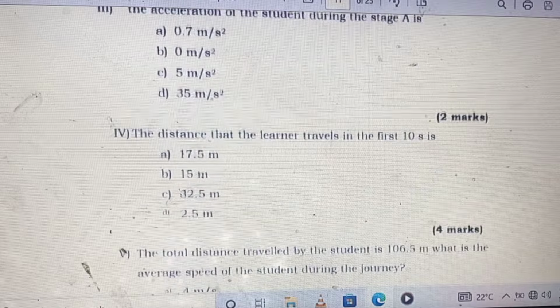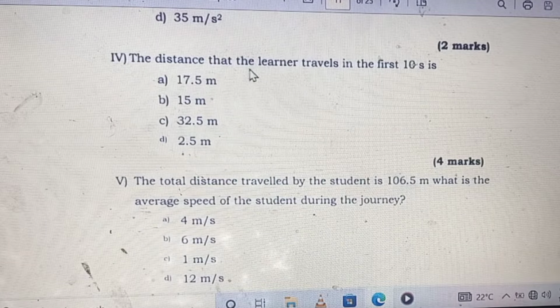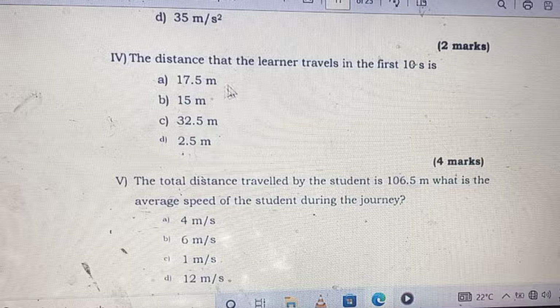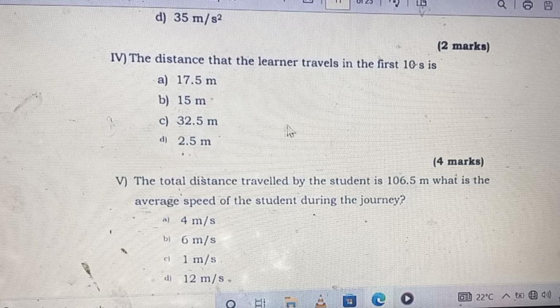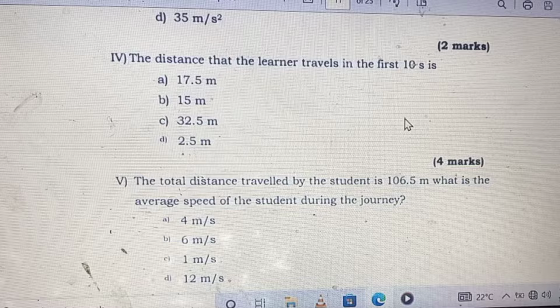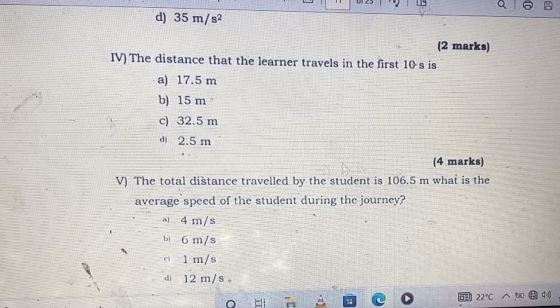IV. The distance that the runner travels in the first 10 seconds is... The correct option is C, 32.5 meters. In order to calculate the distance, you can use the area under the graph in the first 10 seconds, or you can use the formula distance equals initial velocity times time plus 1 over 2 acceleration times time squared.